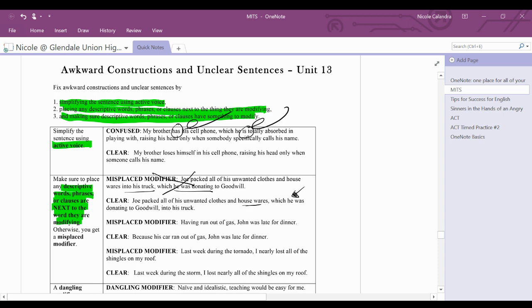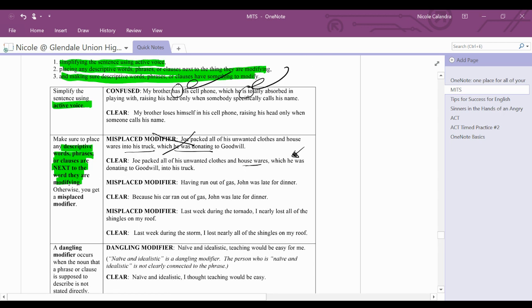Next one, a next misplaced modifier. Having run out of gas, John was late for dinner. Okay, we can fix that by saying, because his car ran out of gas, John was late for dinner. Okay, we're going to skip down and look at the next one. So that's called a misplaced modifier. Misplaced means you want to put it next to it.